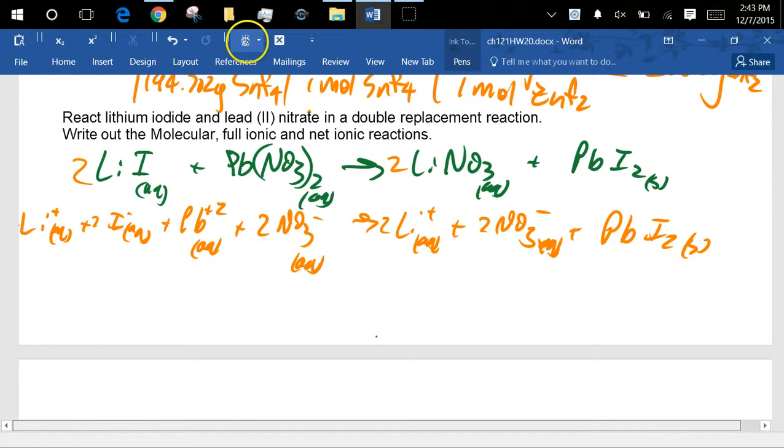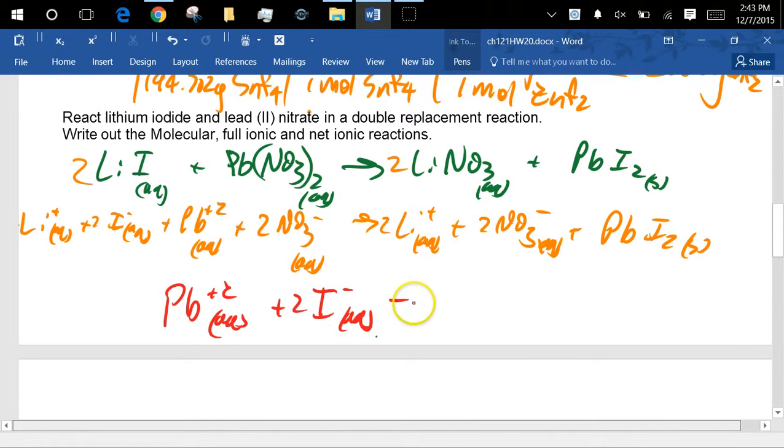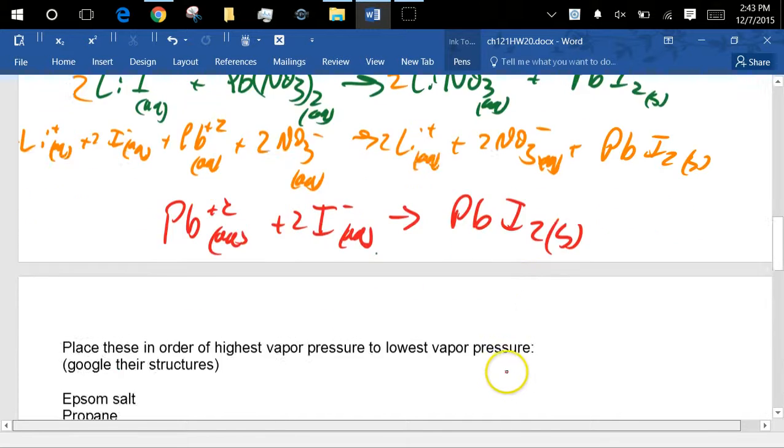So what has changed? The lead was aqueous on this side. The iodide was aqueous on this side. And on this side, they're a solid. Okay.